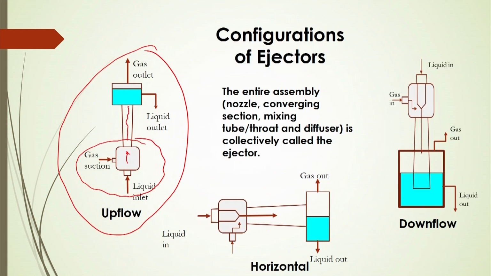The liquid coming out from the separator can be used again as the liquid inlet through this nozzle as a liquid jet. So continuous operation of this upflow system is possible. Here the horizontal system can also be used. This is the configuration of the horizontal system.